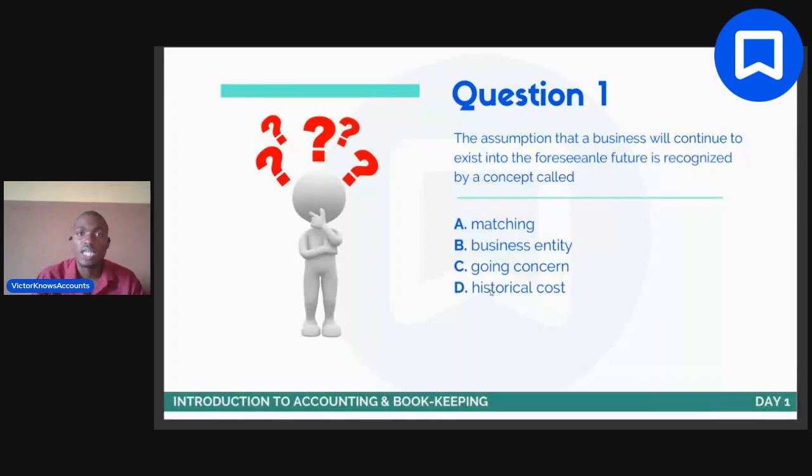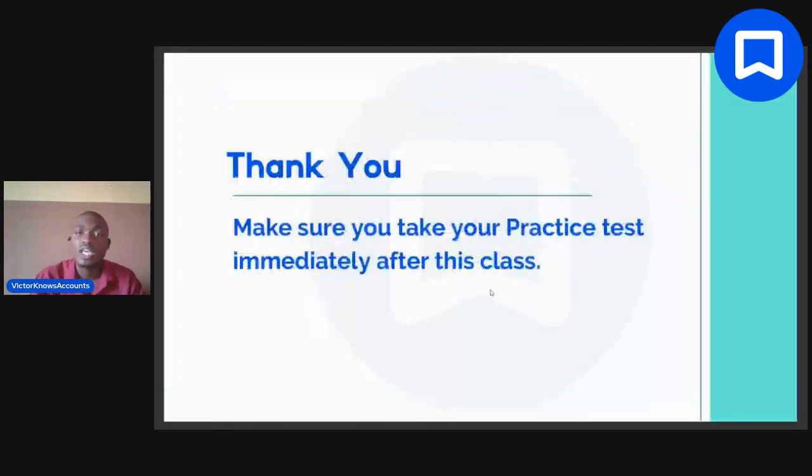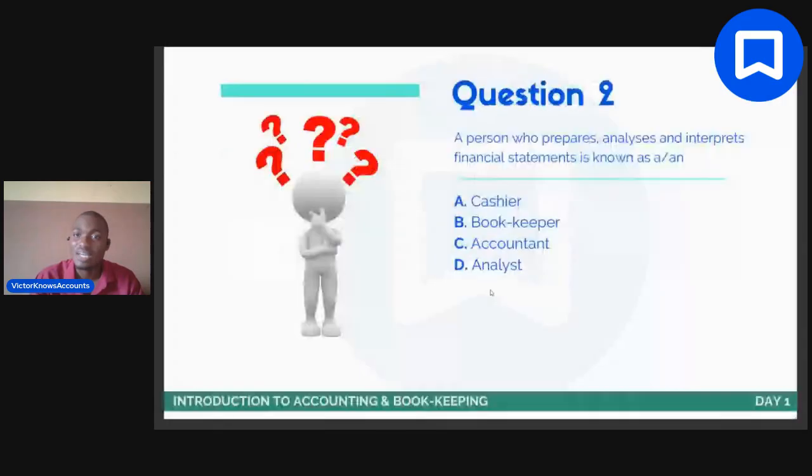Now, our next question 2, a person who prepares, analyzes, and interprets financial statements is known as dash. A. A cashier. B. A bookkeeper. C. An accountant. D. An analyst. Cashier, bookkeeper, accountant, analyst.